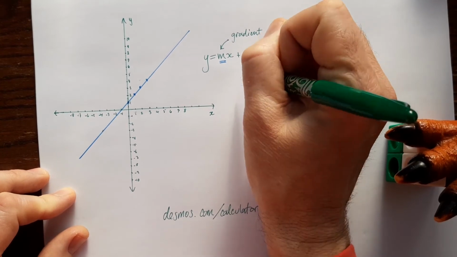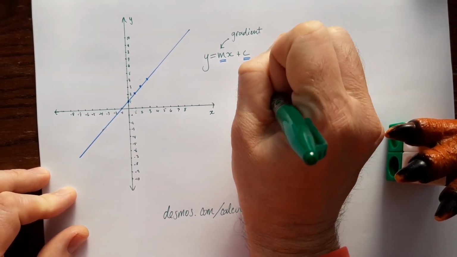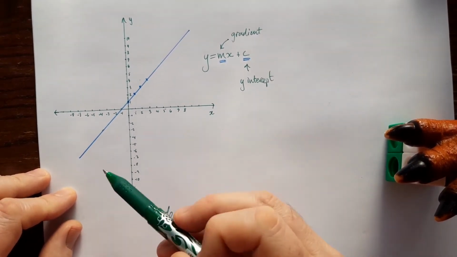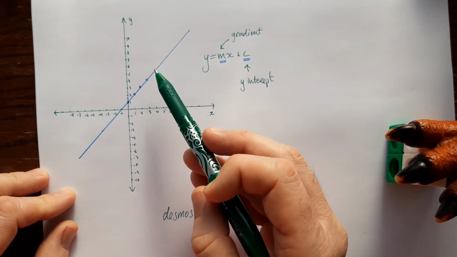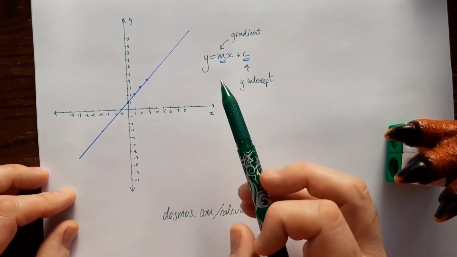And this is our y-intercept. That's going to be where this line cuts through the y-axis. So really easy to find that one. Well, I think anyway. So let's go through it.